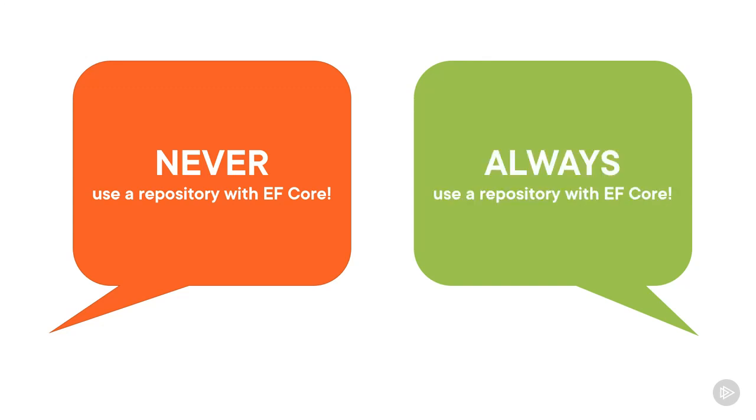Here's one that really gets me. EF Core, the .NET ORM, which we're using in this course, has a built-in repository for its data access. It's called the DbContext. I've heard and read comments from so many people who say, never use a repository on top of EF Core because it already has a repository built in. And then I hear others who say, you should always use a repository to interact with EF Core.